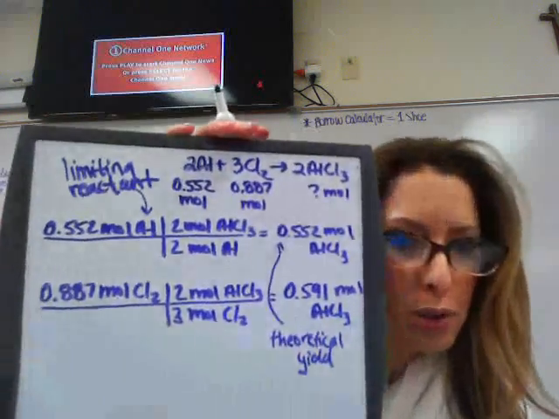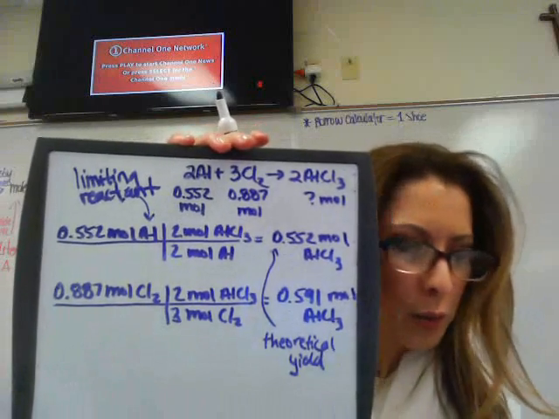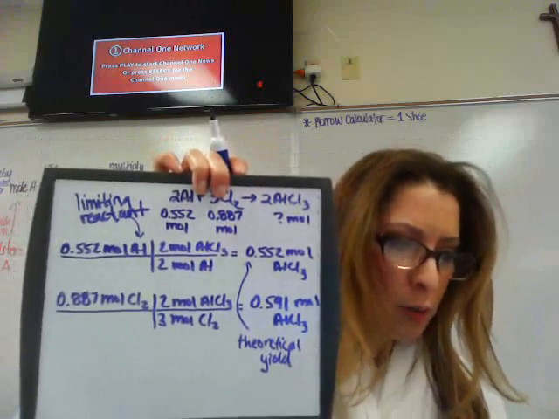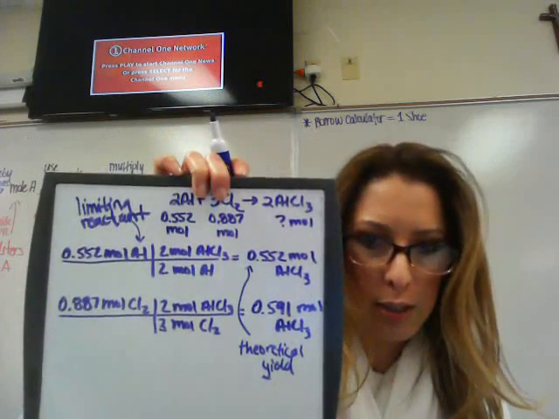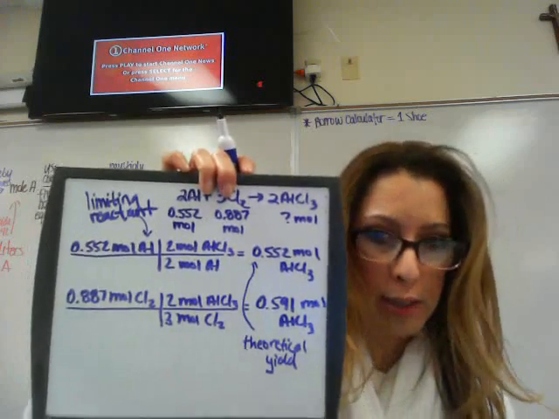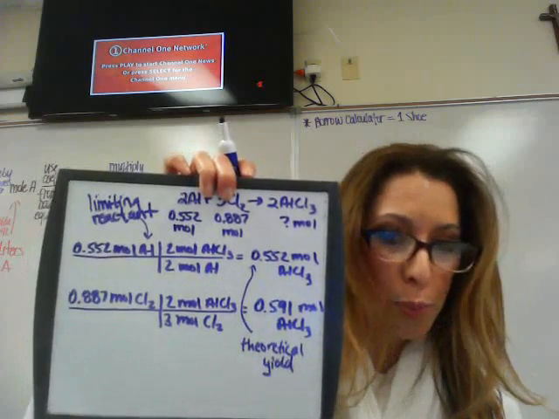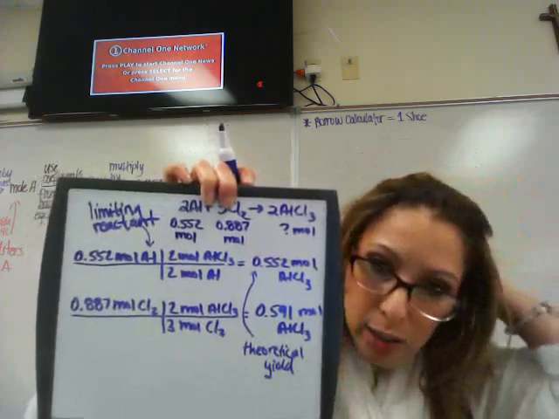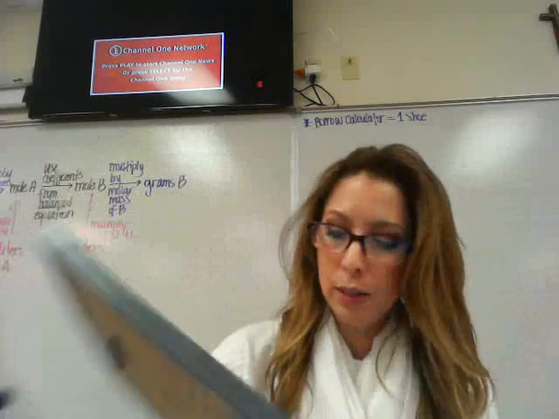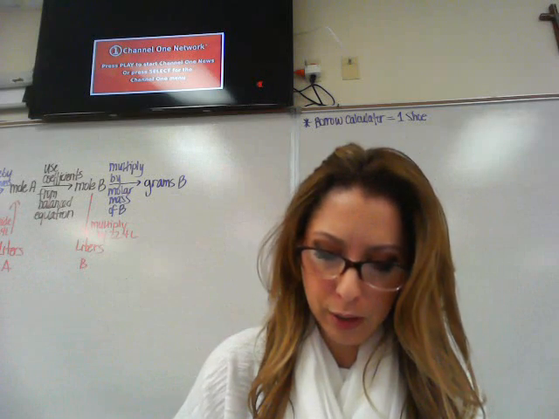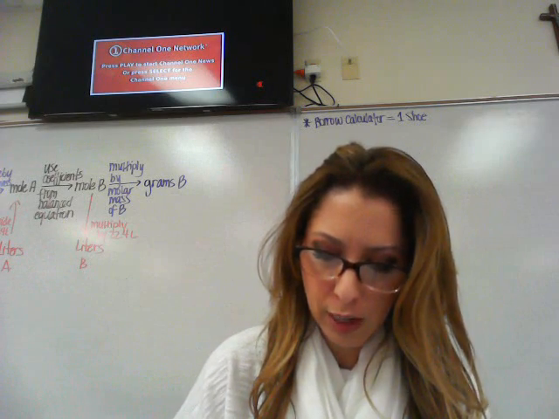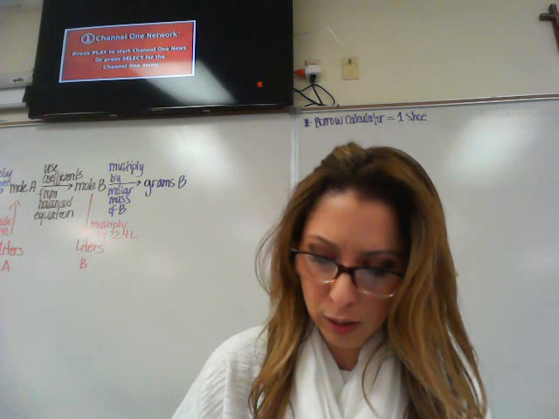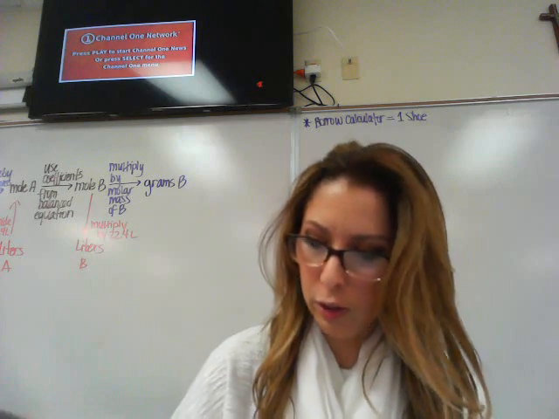The 0.552 moles of aluminum chloride is the theoretical yield. Okay? All right, now, there's a second part to this problem where they ask us to calculate percent yield. They say if 0.693 moles of aluminum chloride are produced, that means that's how much I made in the lab during an experiment. What is the percent yield? Okay, so percent yield, by definition, is the actual yield divided by the theoretical yield times 100.